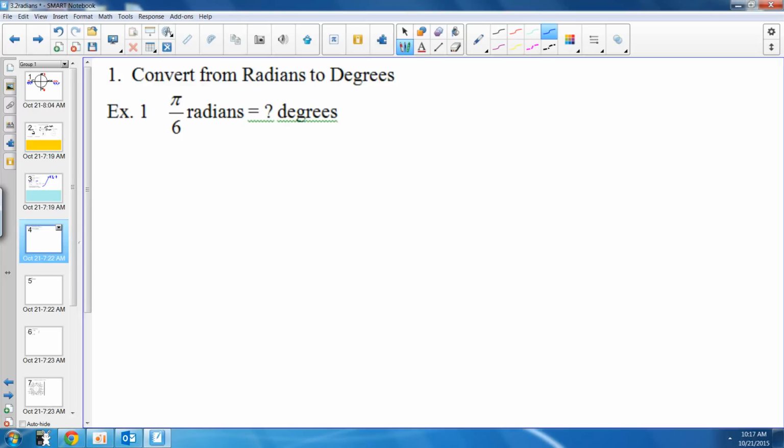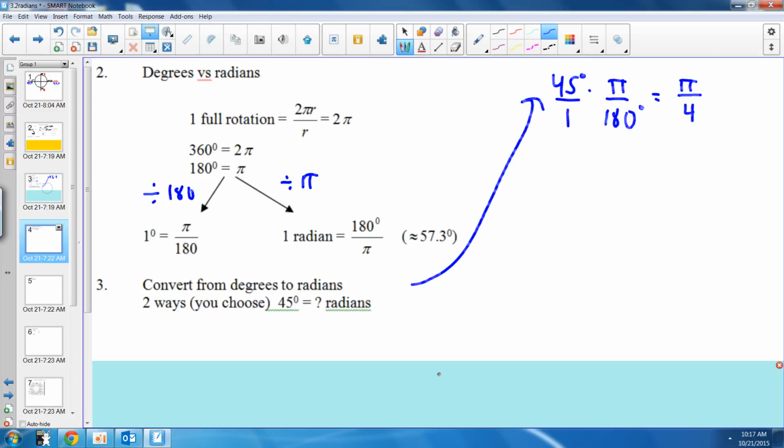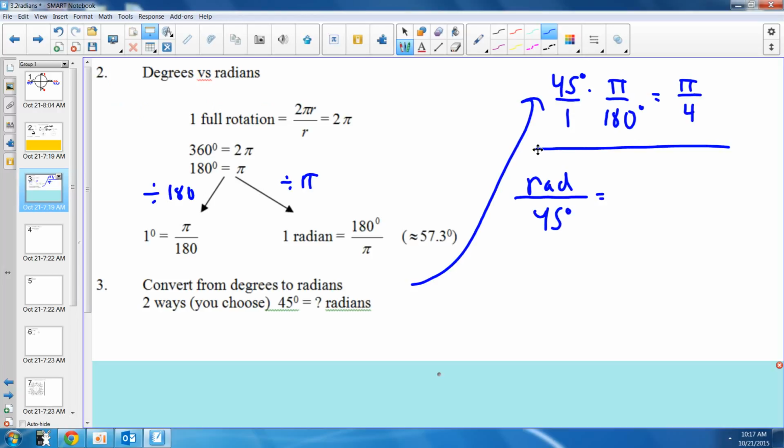Let me go back and show you the other method. If that confuses you, you can also do a proportion. So I can say, all right, I want to know the radians, so I'm just going to say radians over my 45 degrees is equal to pi radians over 180 degrees. And if you were to multiply both sides by 45, you're going to end up with the same thing that we did up here. 45 times pi divided by 180. And you're going to see that ends up being pi over 4. My top method is much easier. That's what I'm going to continue with. But if that makes more sense, you can do that.